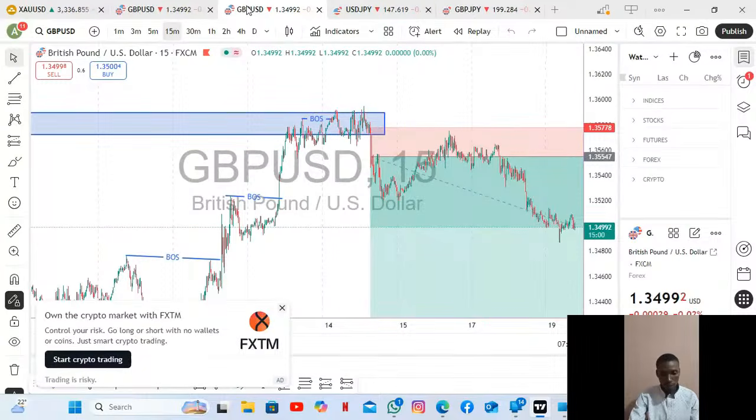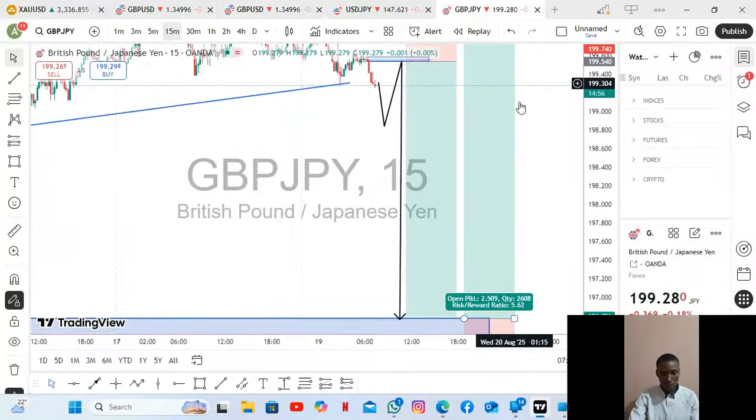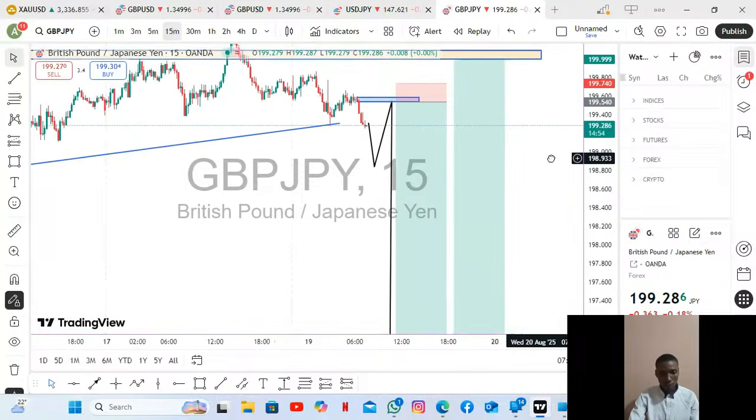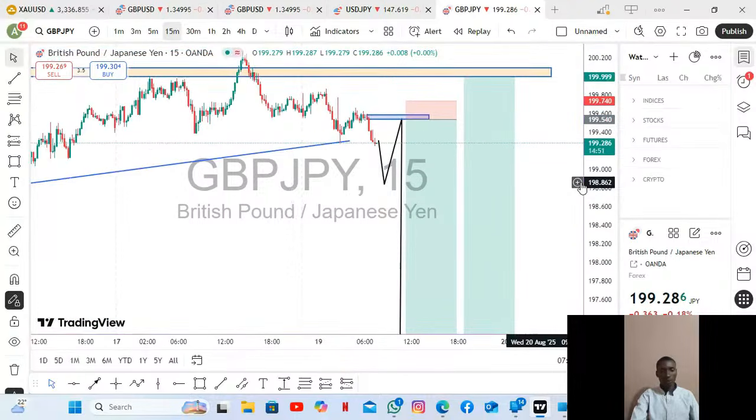GBP is still dropping. You can take an instant sell. This is GBP JPY. This is what we have for GBP JPY. Because of our time, please take a screenshot.